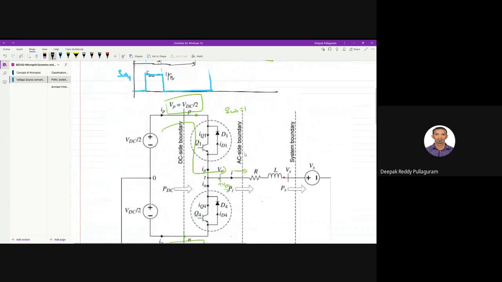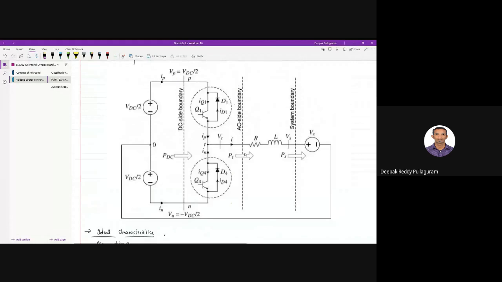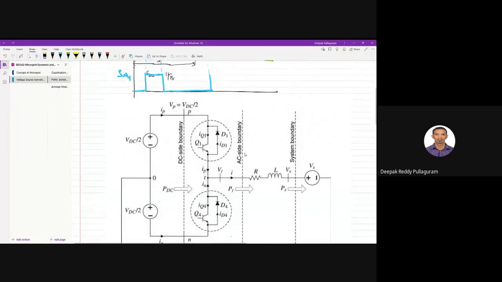You tell me, then we will take a picture from the textbook. First you analyze and tell me, then we'll do it. First, assume that S1 is off. One thing is, we have negative AC current, so the current direction is like this. Now, SW1 is at 0, which indicates SW4 is at 1.